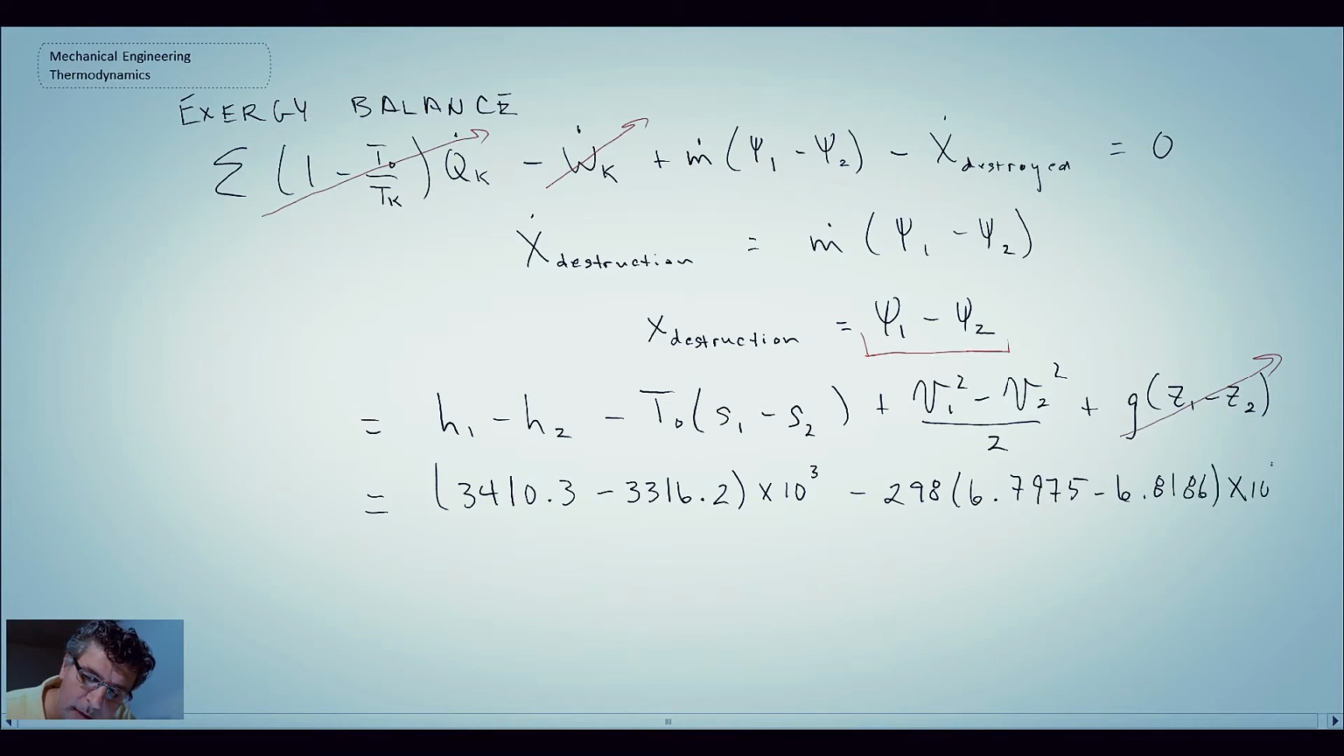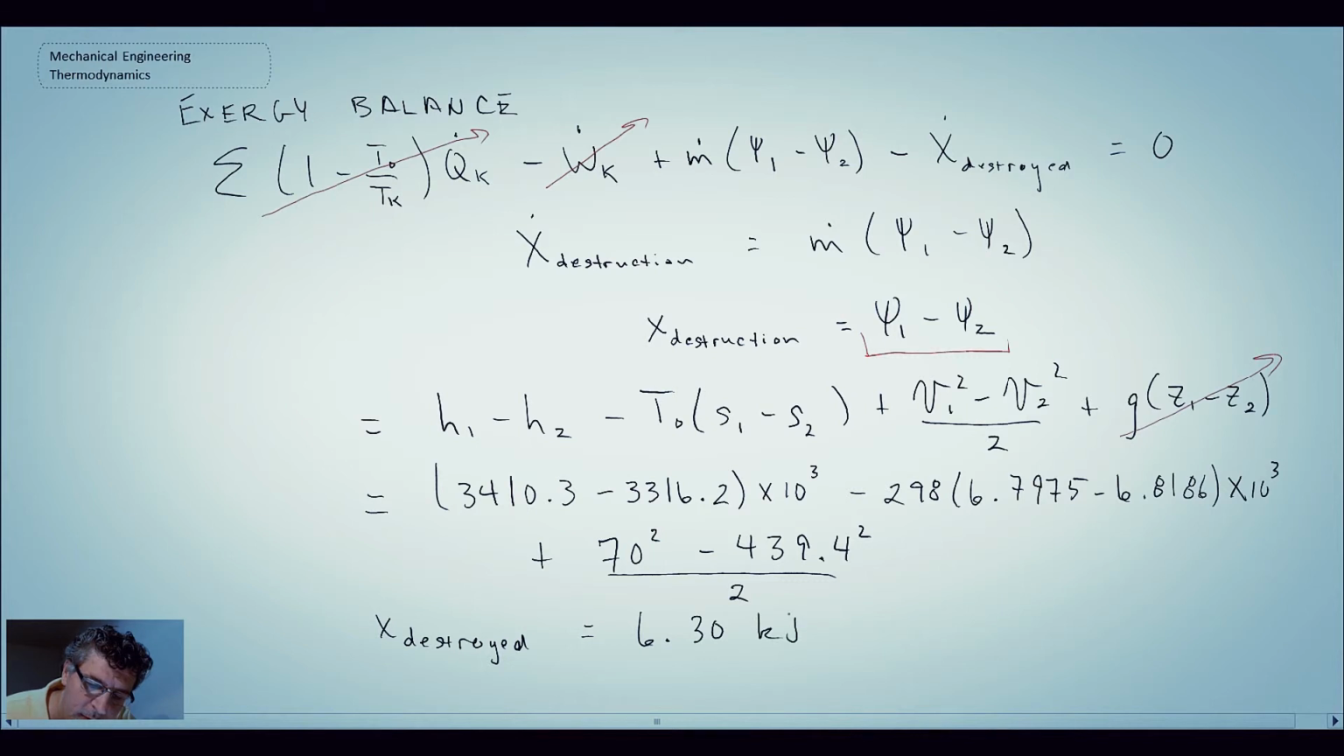Again, multiplying by 1,000 to correct for that difference. So plugging in all of the values, what we end up with is exergy destroyed is equal to 6.30 kilojoules per kilogram. So that's the answer to the third part of the problem using the second approach.